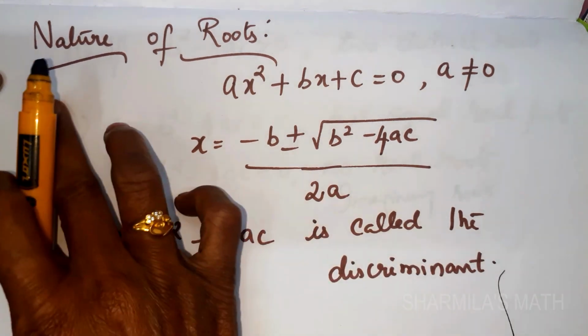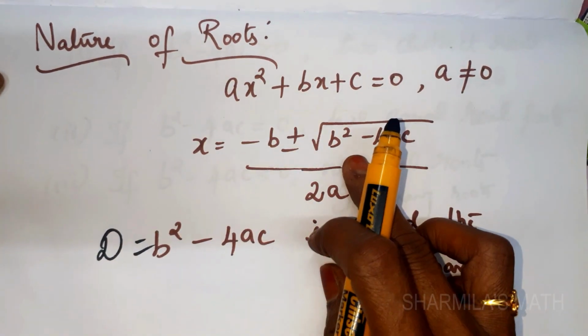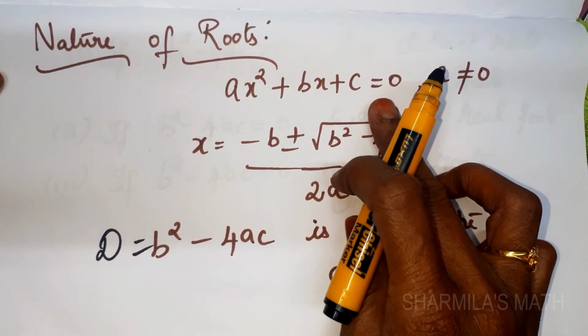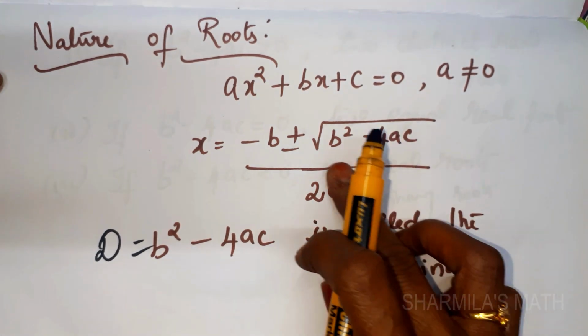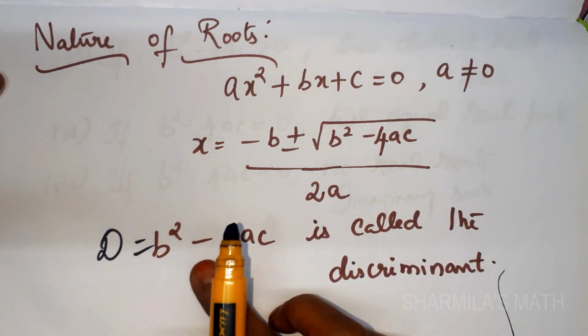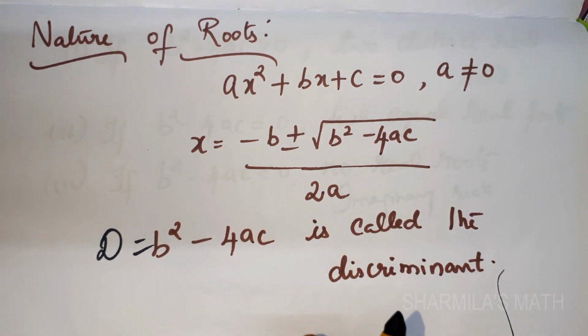Finally, we are going to see the nature of the roots. Already in between I said, depending upon this one we can say what kind of roots we are going to get. So if the equation is of the form ax squared plus bx plus c equals 0, and this is the formula, I take this as the discriminant, or I can use the symbol D. D is equal to b squared minus 4ac. This is called the discriminant.